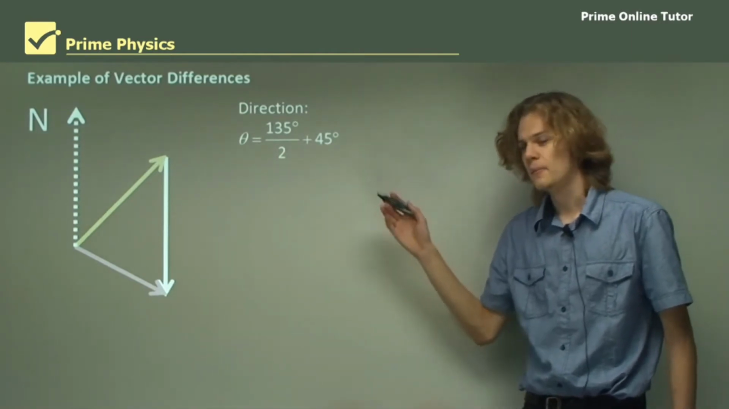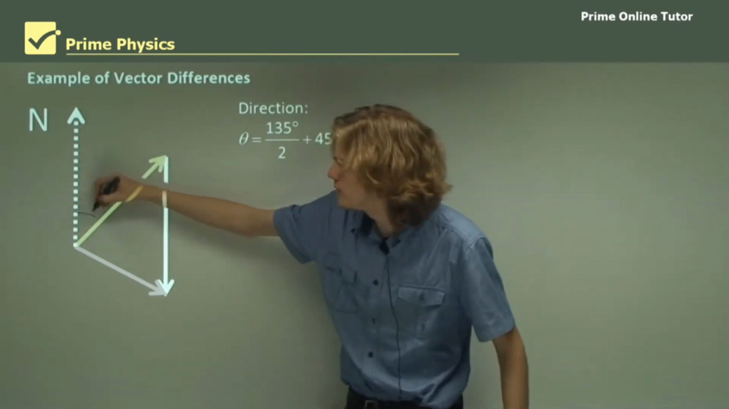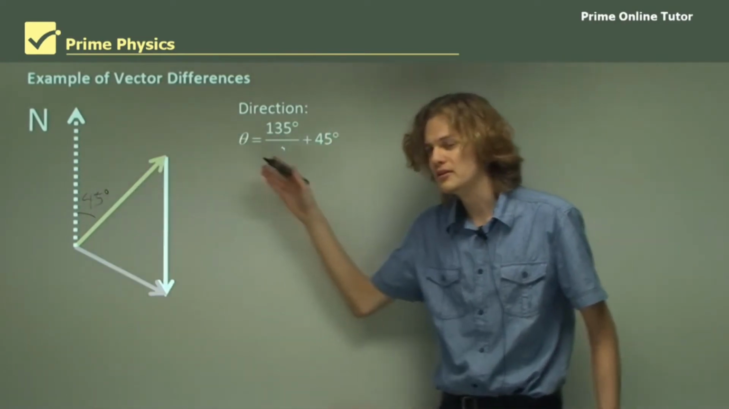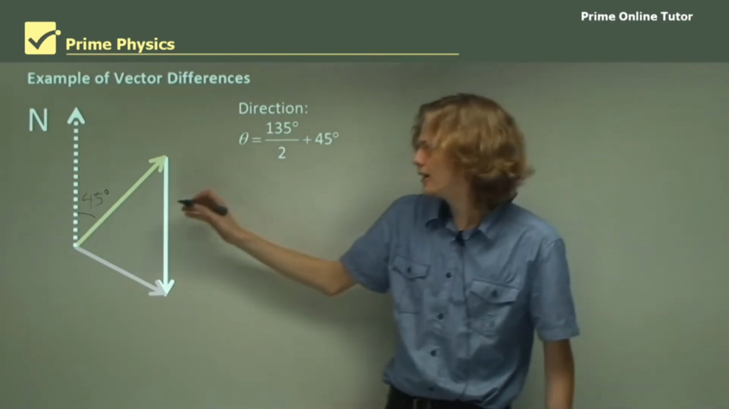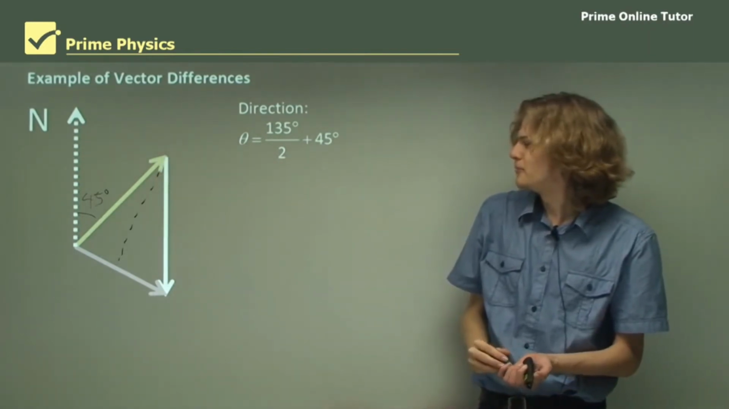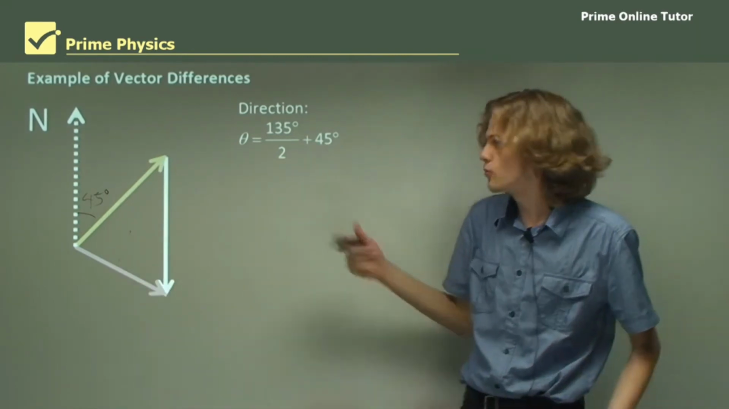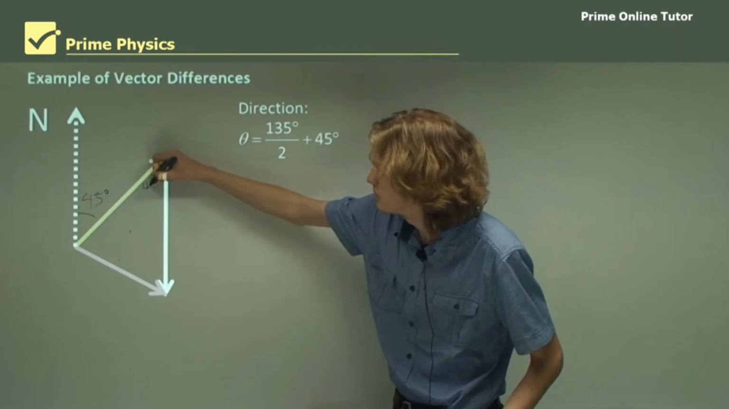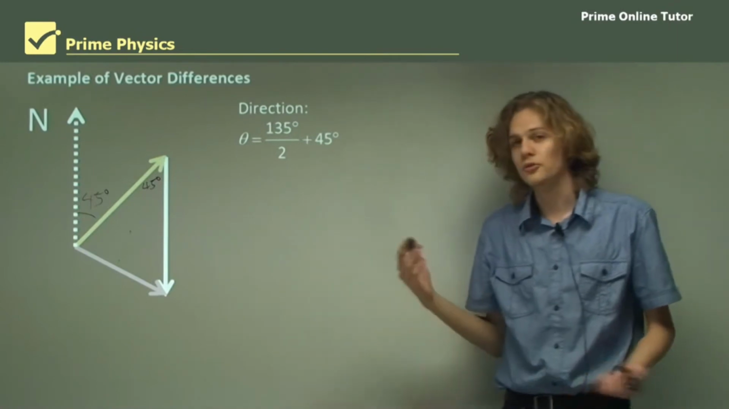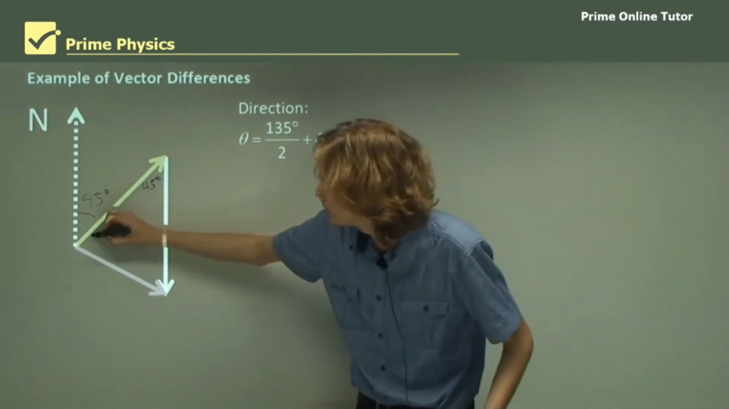So to find the direction, we need to work with a few angles. We know that this angle is 45 degrees, because of course that's the angle between north and northeast. And here we can find a little right-angled triangle. The top angle of the triangle is 45 degrees, because of the alternate angles, and so we know that the bottom two angles must add to 135 degrees. So the value of the angle of each corner is half of 135.